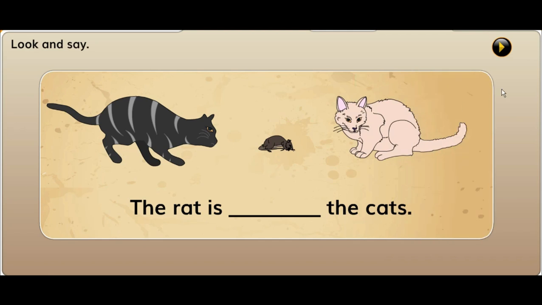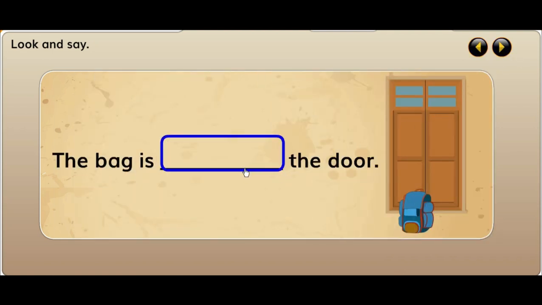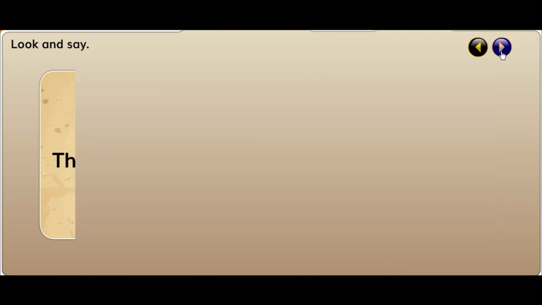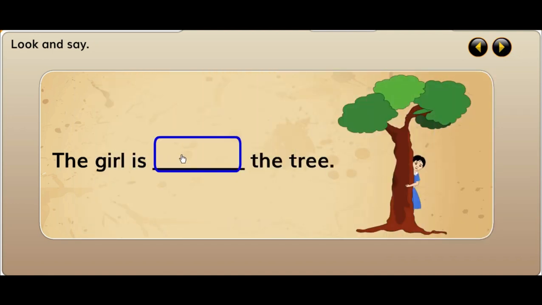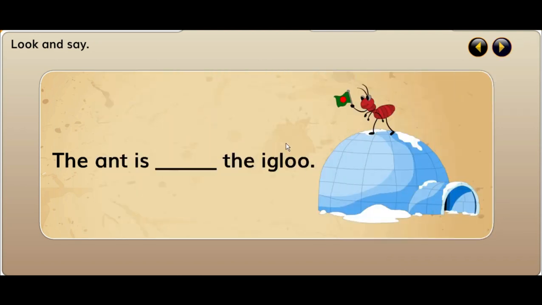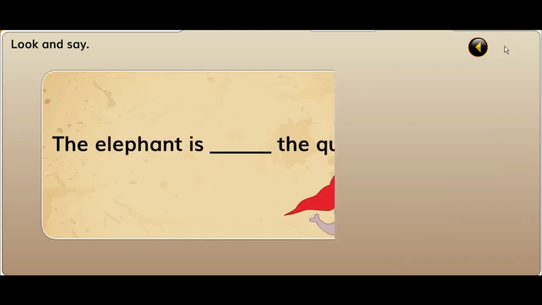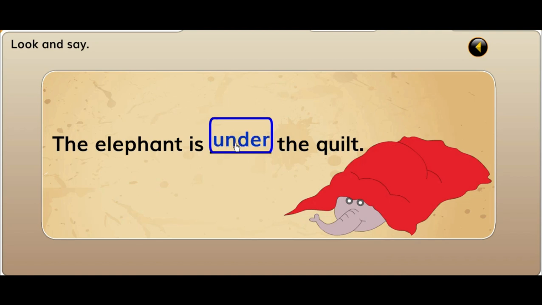Look and say. The rat is between the cats. The bag is in front of the door. The fish is in the net. The girl is behind the tree. The ant is on the igloo. The elephant is under the quilt.